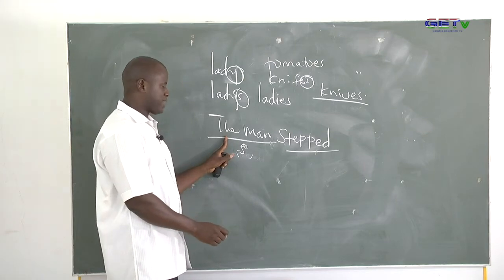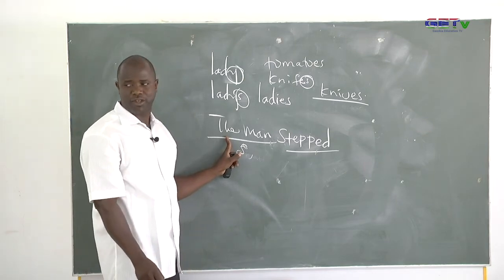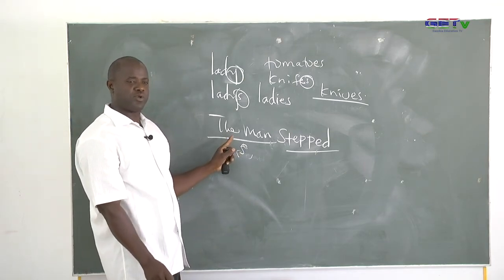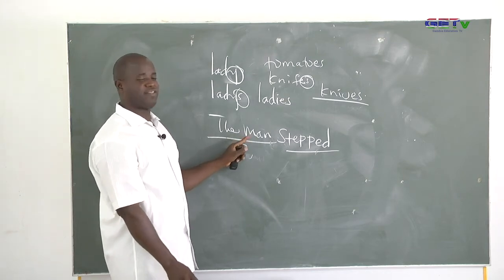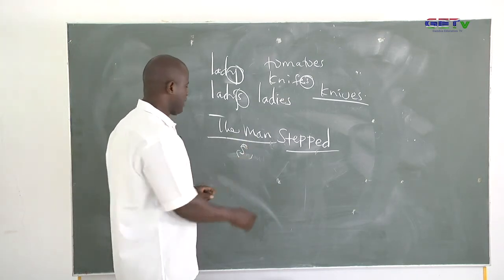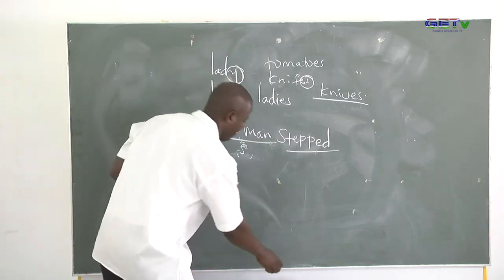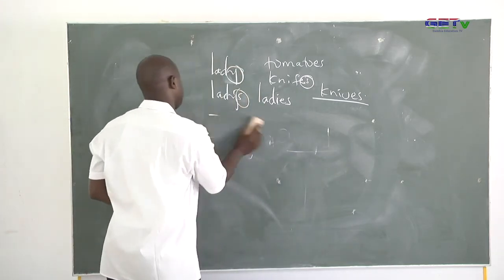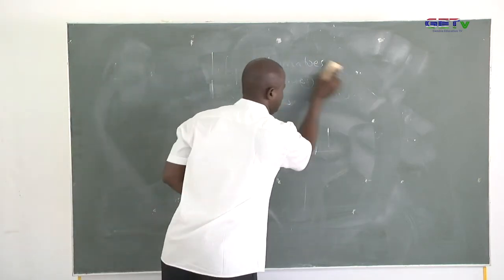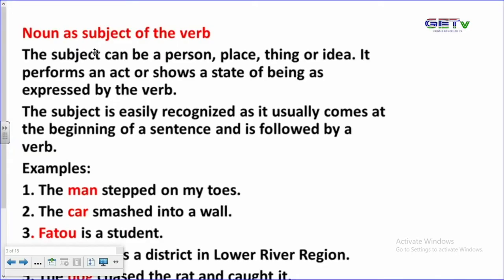What makes it the subject? Because it does an action. What does the man do? The man stepped. So here we can see the subject comes before the verb. So we move on. We look at another example. The car smashed into a wall.